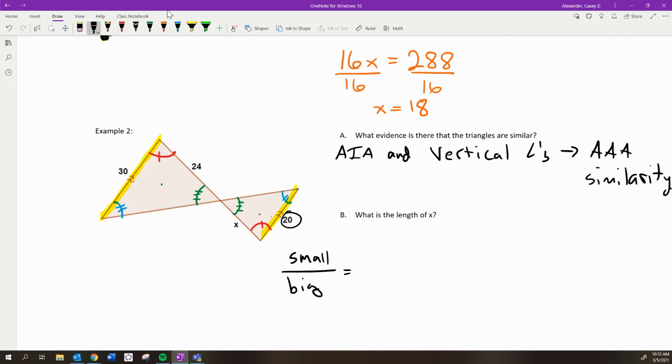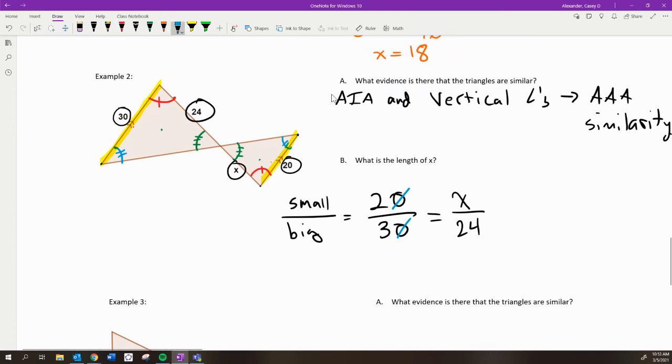And I know that this side with the 20 corresponds to this side with the 30, because it goes from the blue angle to the red angle, and this goes from the blue angle to the red angle. So I'll do 20 over 30, and I'll set that equal to the other small side, x, over the large side, which is 24. And then we can solve this. In fact, it might be easier if we just cancel these zeros out. 20 over 30 is just 2 over 3. And so I can finish this off by doing that cross product thing again. So I'll do 3 times x, that's 3x, and 2 times 24 is 48. And if you divide by 3, you get x equals 16. So this side here is 16.